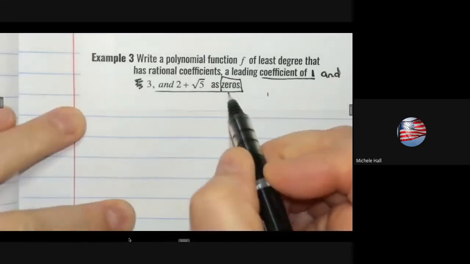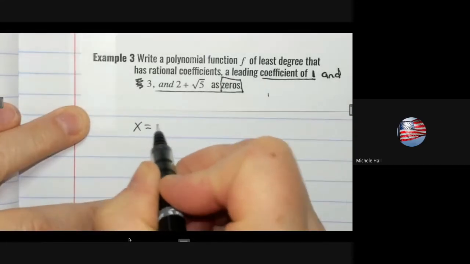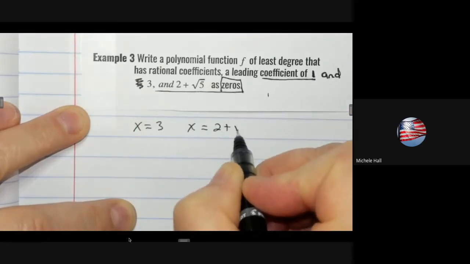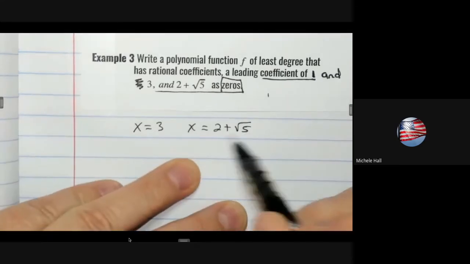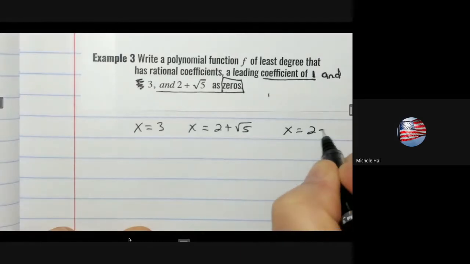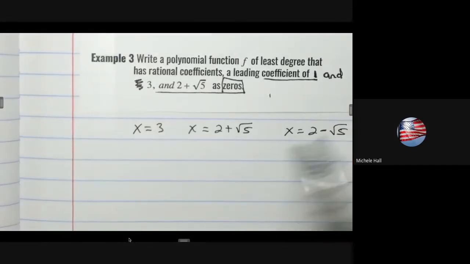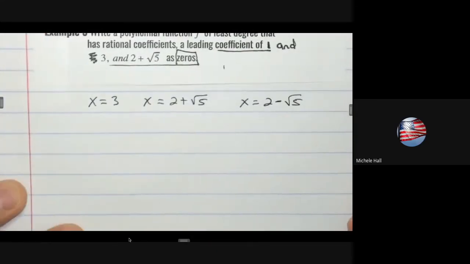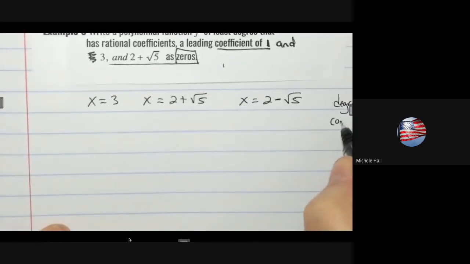What do we know about our zeros? We have x equals 3. We have x equals 2 plus the square root of 5. If we have 2 plus the square root of 5, then by the conjugate theorem, we know that we also have x equals 2 minus the square root of 5. These are all the zeros that we have. We already know what degree our function is going to be then. This is going to be a degree 3 by the time that we're done. We have a leading coefficient of 1, so we know that it's a positive degree 3.